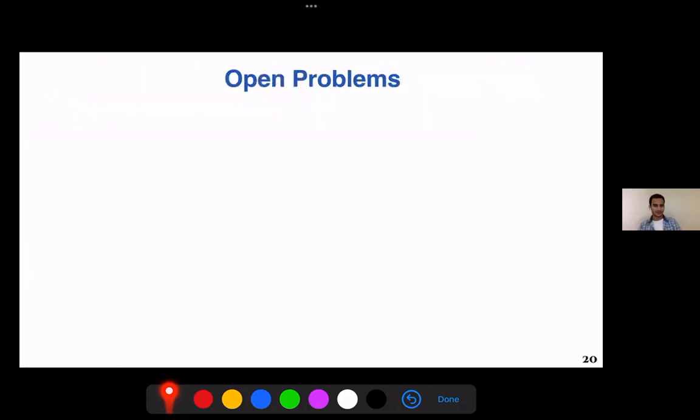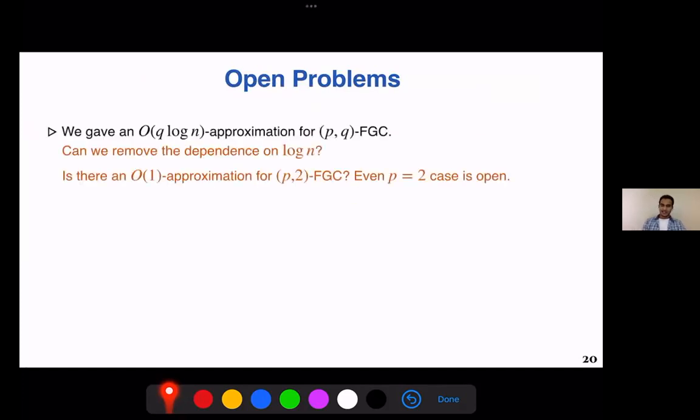I'll now conclude the talk by mentioning a few open problems. On the previous slide, we saw Q log n approximation for P, Q FGC. It would be nice if we can remove the dependence on log n and give an approximation ratio that is independent of the graph size. Next, can we do something better for the case when Q is a constant? Is there a constant factor approximation for P, 2 FGC? The problem is open even when P equals 2. That is, we don't know of a constant factor approximation for 2, 2 FGC.